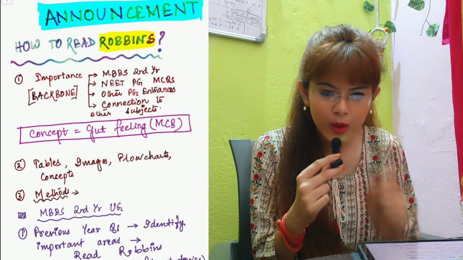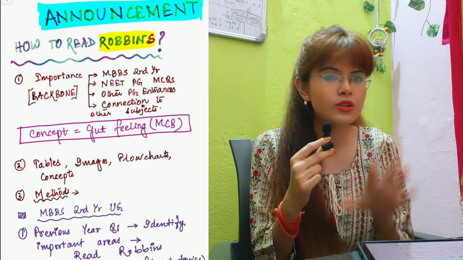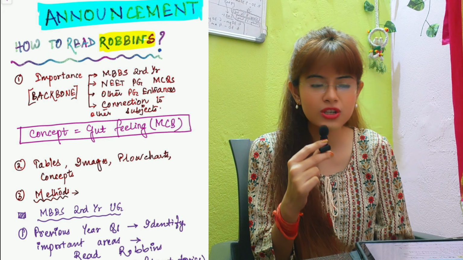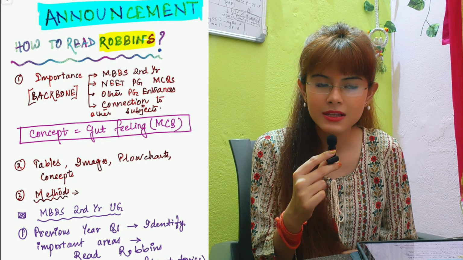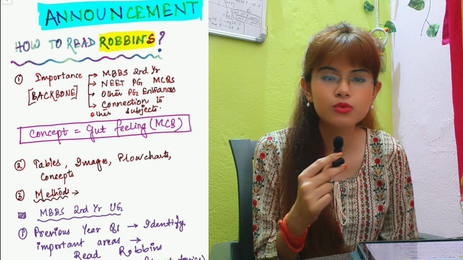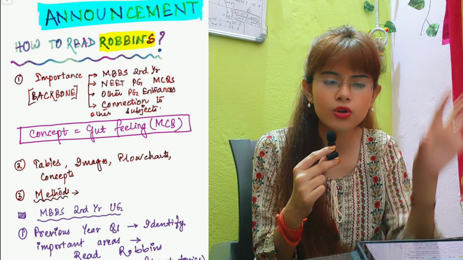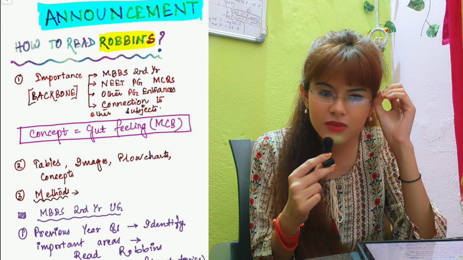And I will request you to go through Robbins in the second year itself, because you have ample time. You won't get this time later during your NEET PG. And once you go through your Robbins, please keep those areas marked, okay, so that during your NEET PG exam you can just brush up those tables and those images and those points. Just make short review notes if possible from Robbins. And I will tell you that this will be so important.